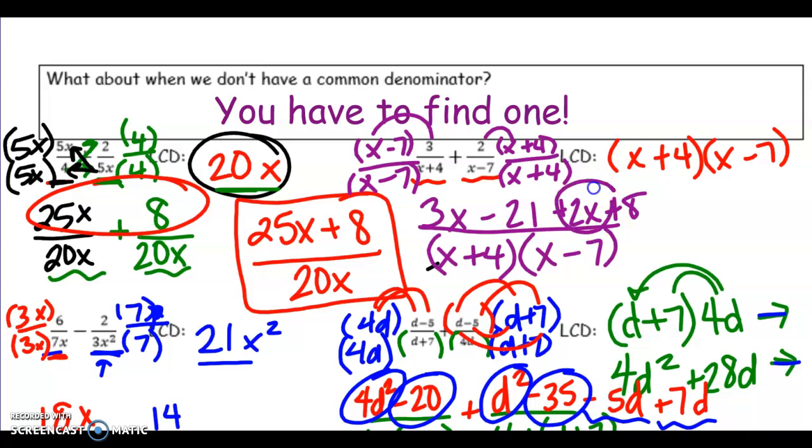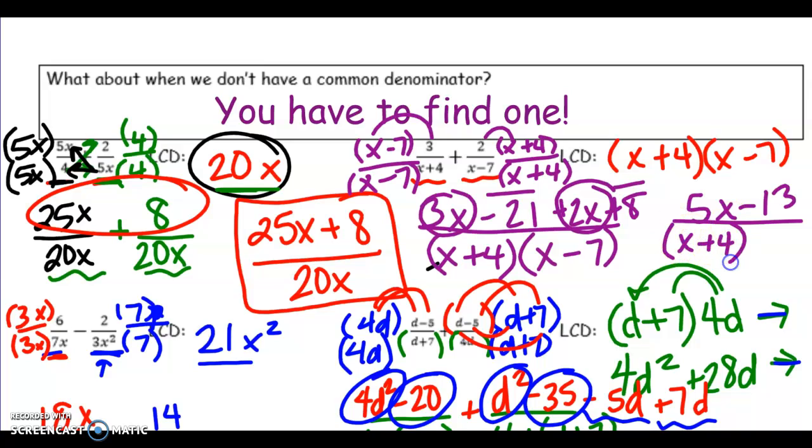I need to combine my like terms. So I have 5x. I'm going to do a negative 21 and a positive 8. I'm going to get minus 13 here over my denominator. And again, I could FOIL this out. I don't have to. x plus 4, x minus 7. There's nothing I can factor out. And so that's my final answer.